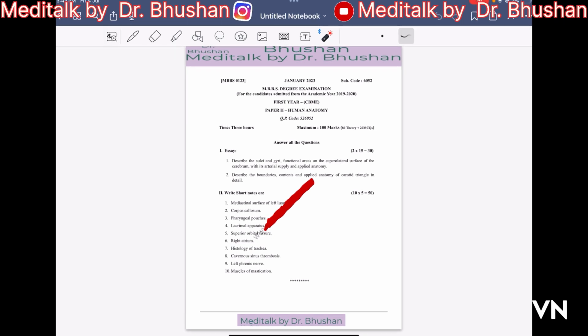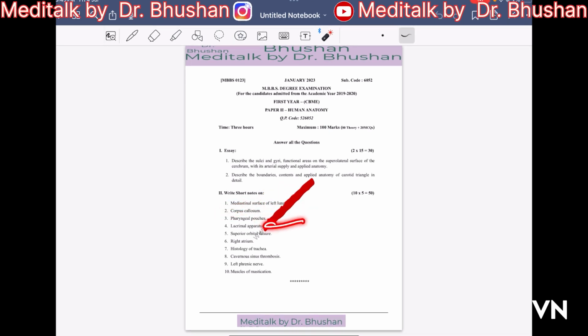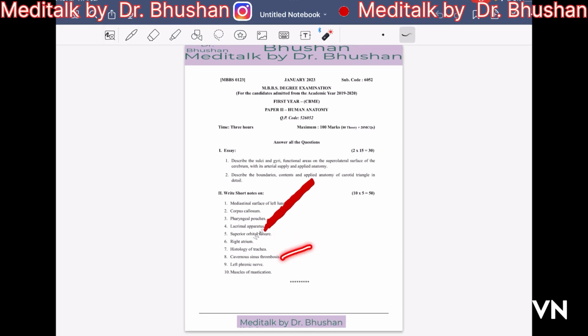Short notes: mediastinal surface of left lung, corpus callosum, pharyngeal pouches, lacrimal apparatus, superior orbital fissure, right atrium, histology of trachea, cavernous sinus thrombosis, left pharyngeal nerve, and muscles of mastication. This is for the short notes.